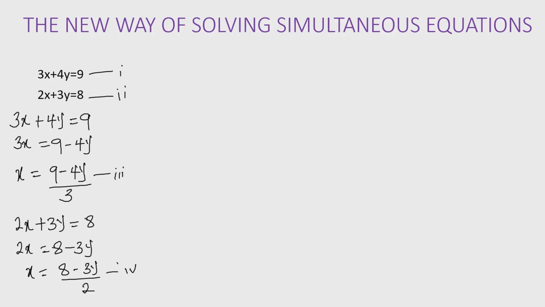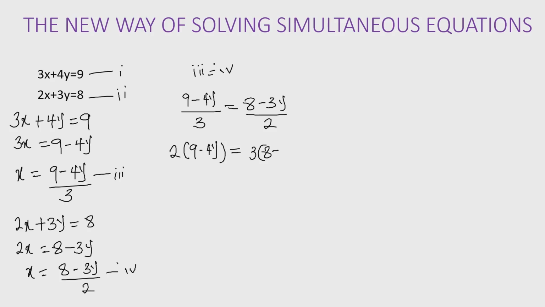So in order for you to get your value of y, what you are going to do is equate equation 3 and 4 together. So you will say equation 3 is equal to equation 4. So (9 minus 4y) over 3 is equal to (8 minus 3y) over 2. Then the next thing you do is you cross multiply. When you cross multiply, you are going to have 2 into (9 minus 4y), close the bracket, which is equal to 3 into (8 minus 3y).